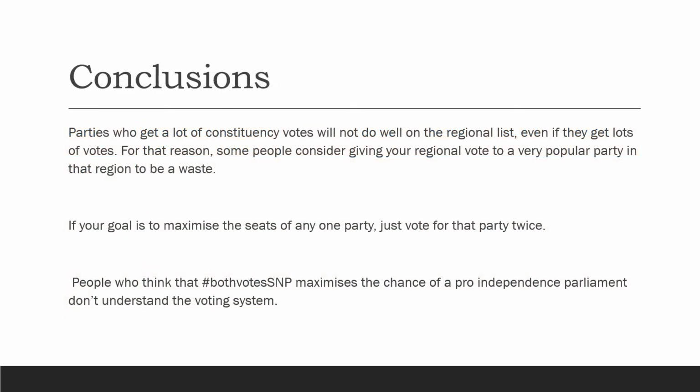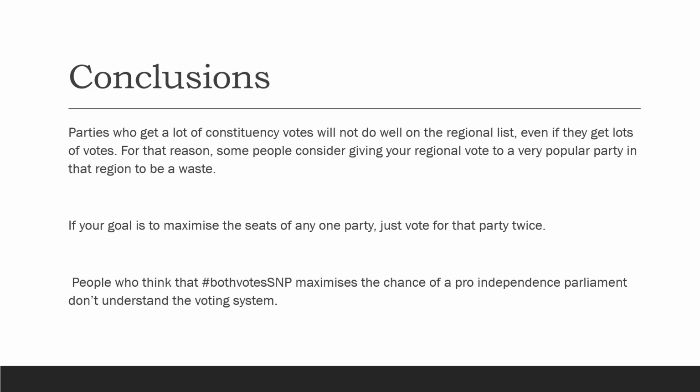Now, this video is not going to tell you who to vote for because that is really up to you, depending on what your life priorities are. But there are some conclusions we can draw just from the math. Parties who get a lot of constituency votes will not do well on the regional list, even if they get lots of second votes or lots of regional votes as well. Because if you get a lot of constituency seats, your regional votes are going to be divided by 7, divided by 8, divided by 9, and they're just not going to stack up against parties whose votes aren't being divided because they didn't get any constituency seats.